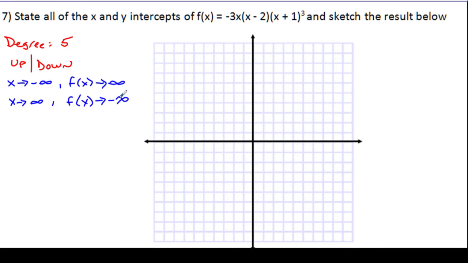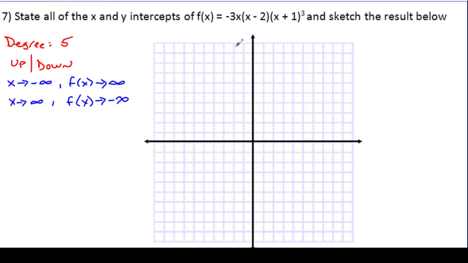For our sketch and for this particular problem, we don't need to worry about limit notation, but it's something that you may have to worry about, so I'm just reminding you. So we haven't answered any of their questions yet, so let's start getting into those little details. In this case, they're saying state all of the x and y intercepts, so let's state the x intercepts first.